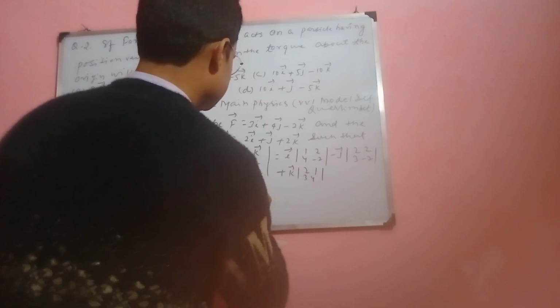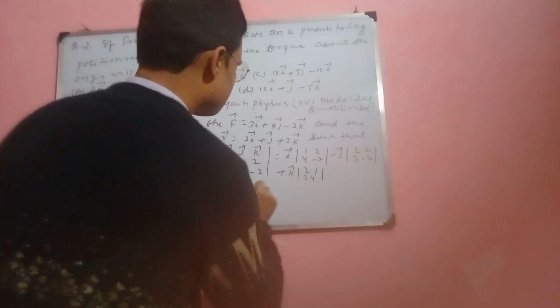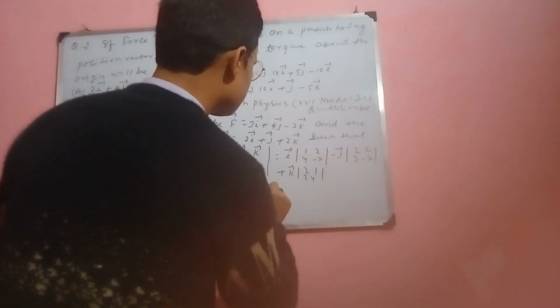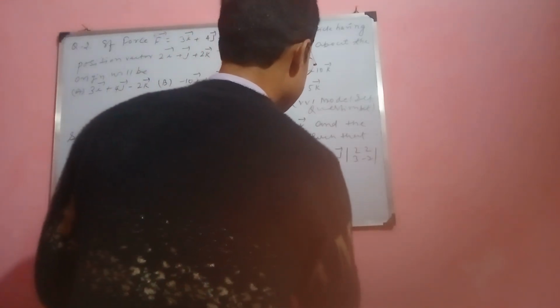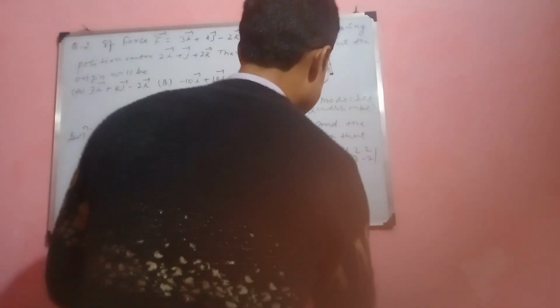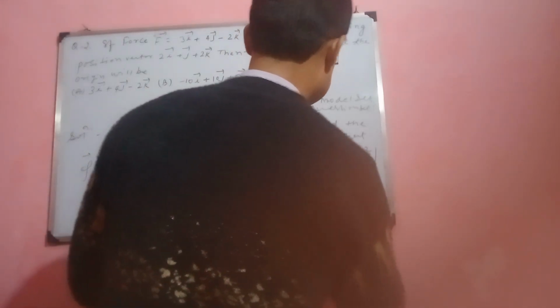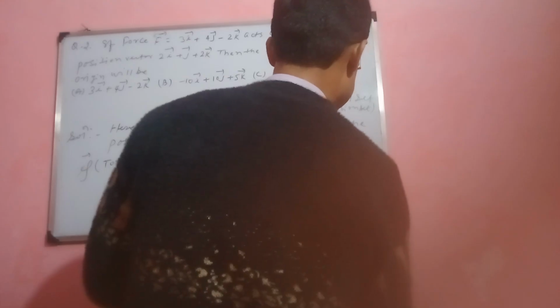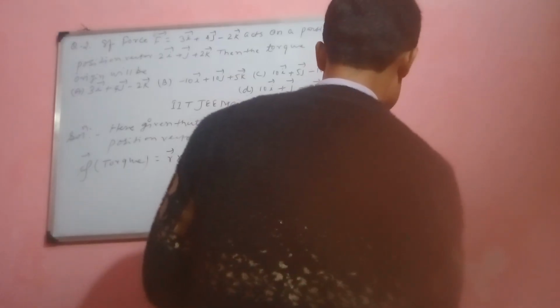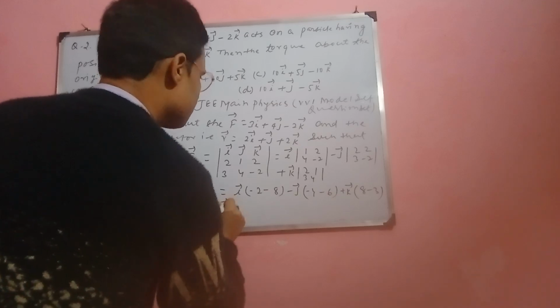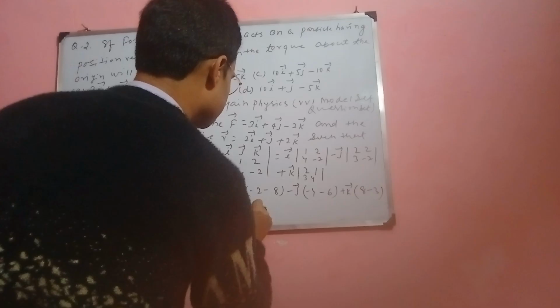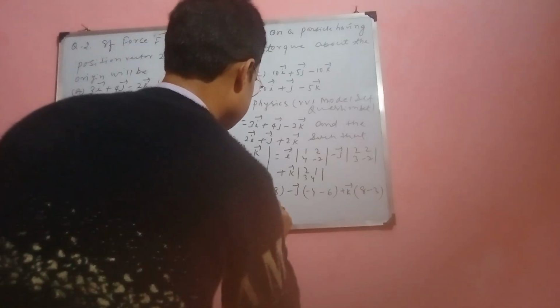i vector, that means 1 times minus 2 minus 8, minus j vector, 2 times minus 2, 4 minus minus 6, plus k vector, that means 2 times 4, 8 minus 3, is equal to minus 10i vector plus 10j vector plus 5k vector.